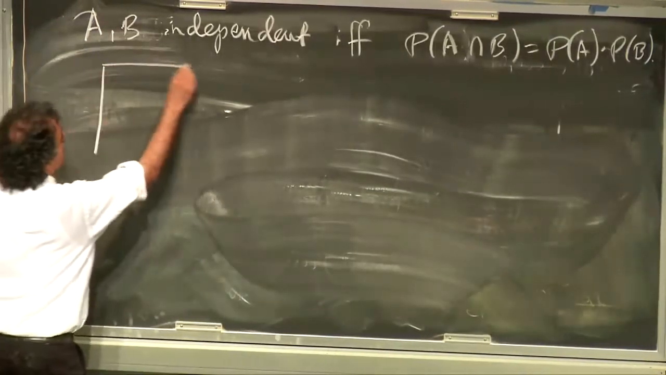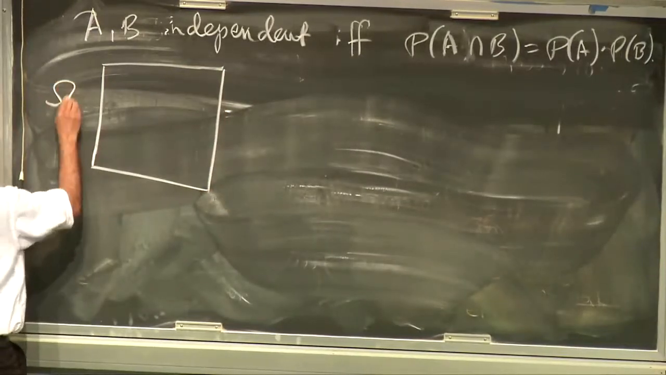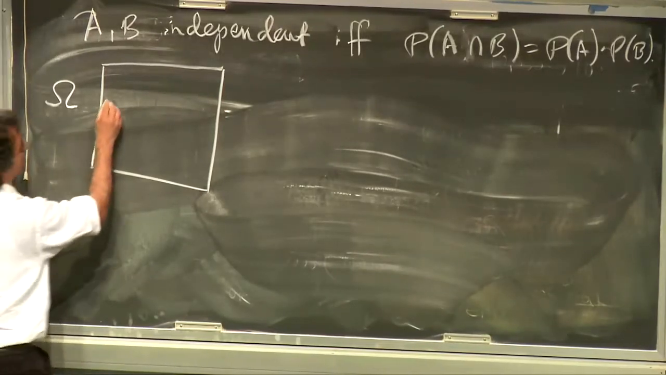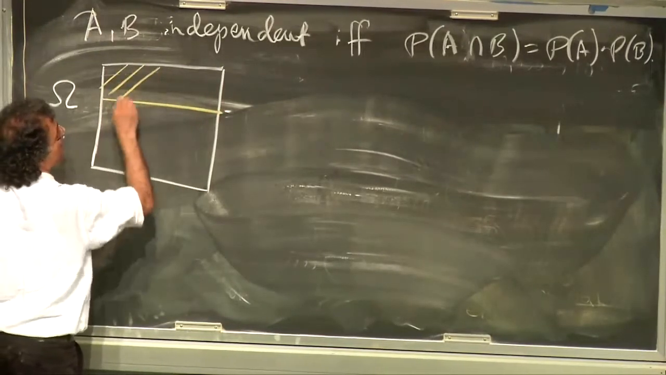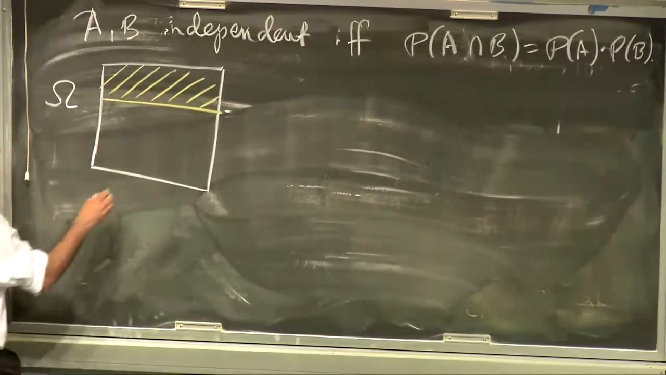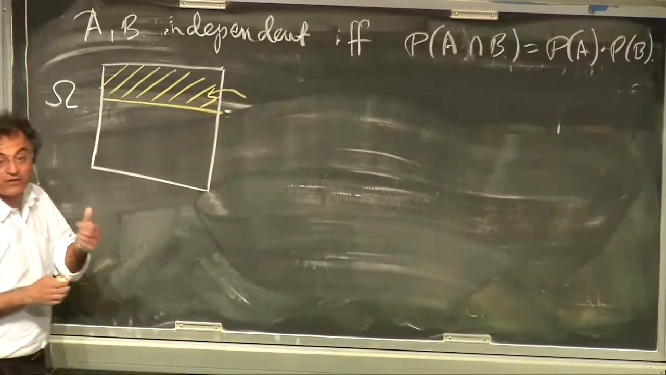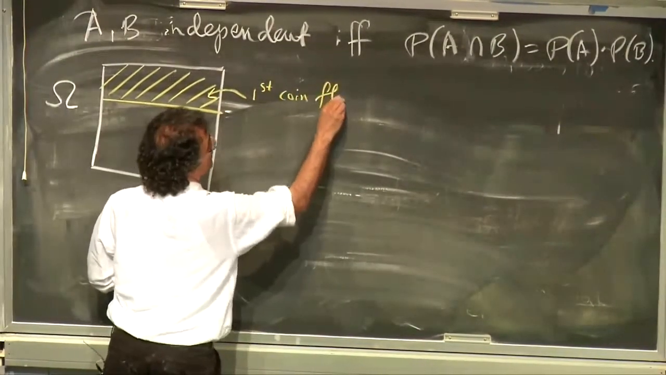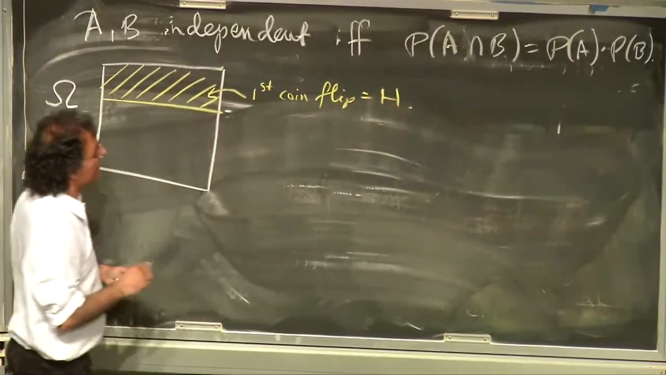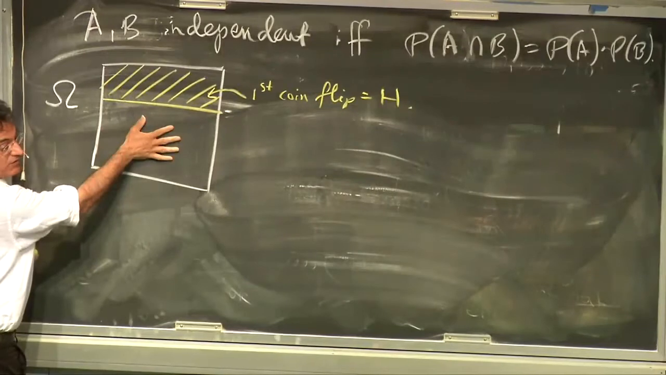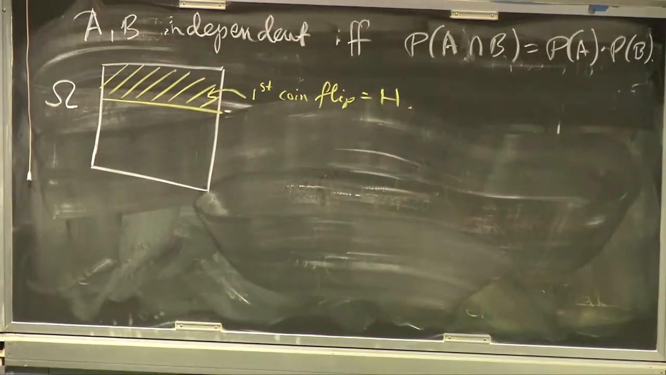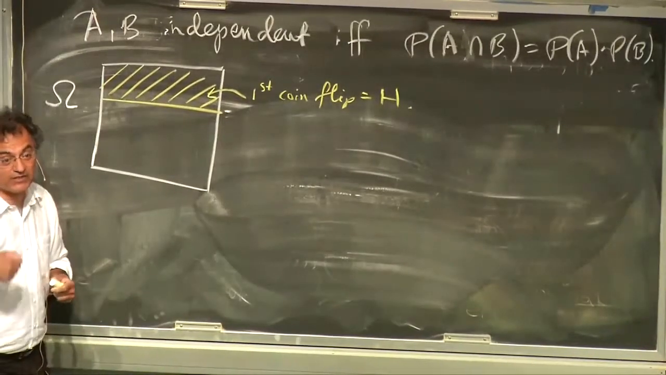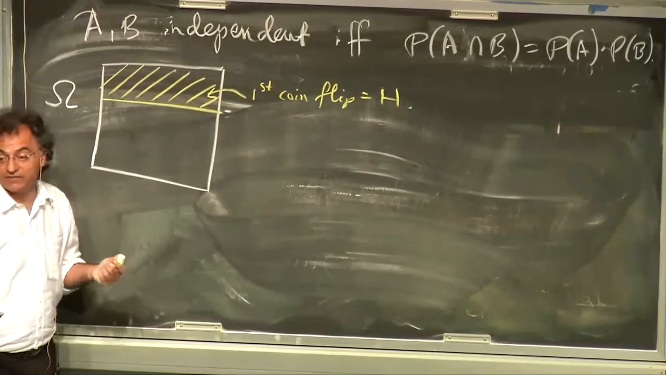If we denote this as our probability space, this is omega. And let's suppose that this is our event, so we are flipping a coin twice. This is the event first coin flip equal to heads. So that must be the event that the first coin flip is tails. Now, if we flip the coin a second time, these two are independent events.